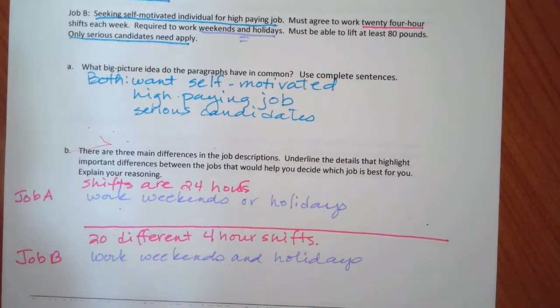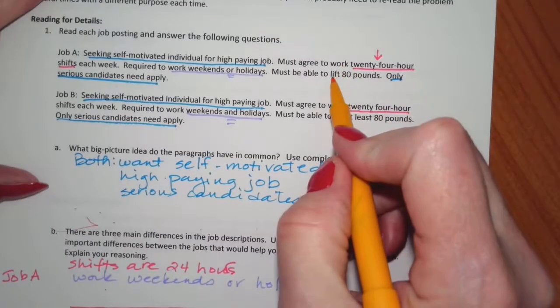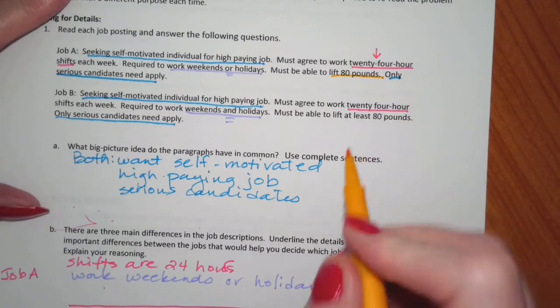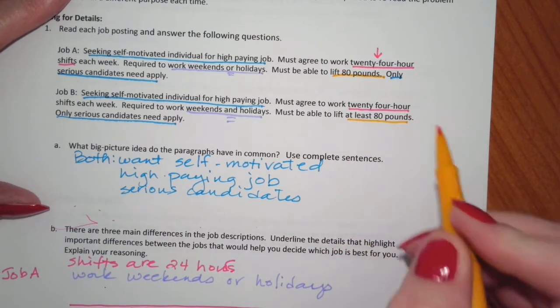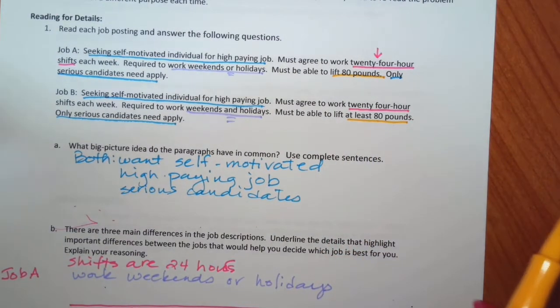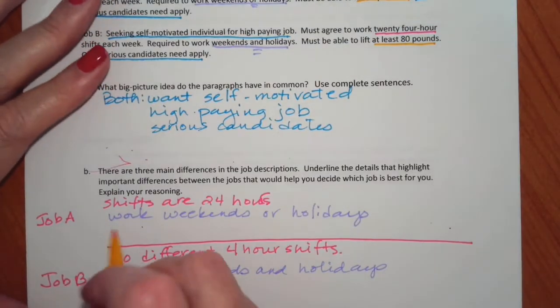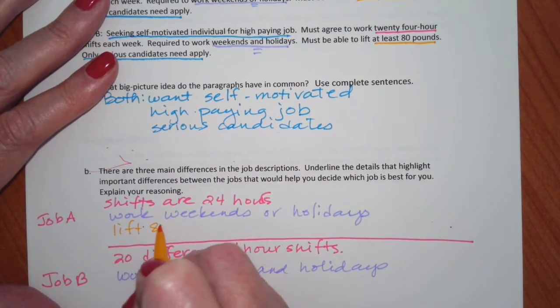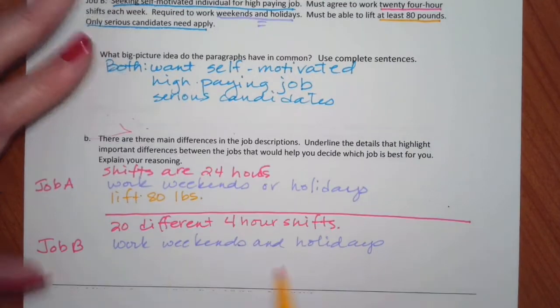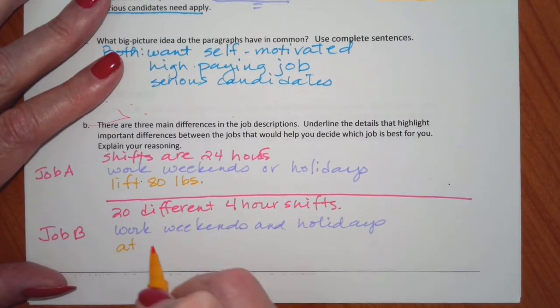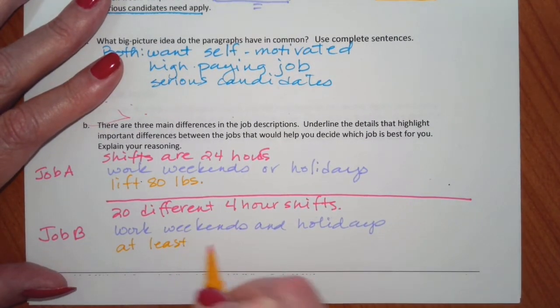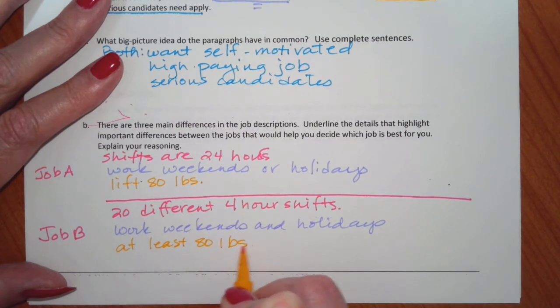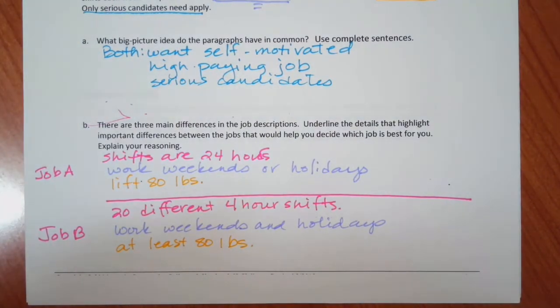And then finally, the last difference here is must be able to lift 80 pounds, at least 80 pounds. Okay. So job A wants you to lift 80 pounds. This is at least 80 pounds, which means 80 pounds or more.